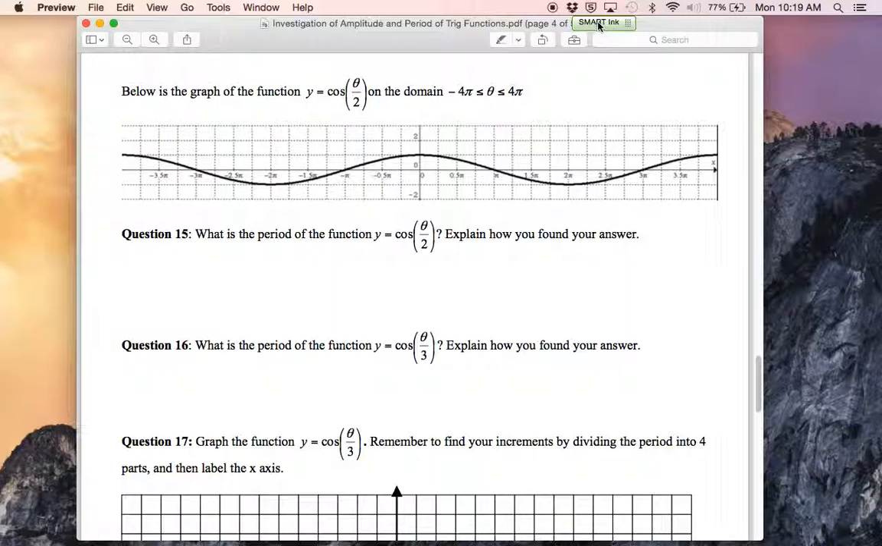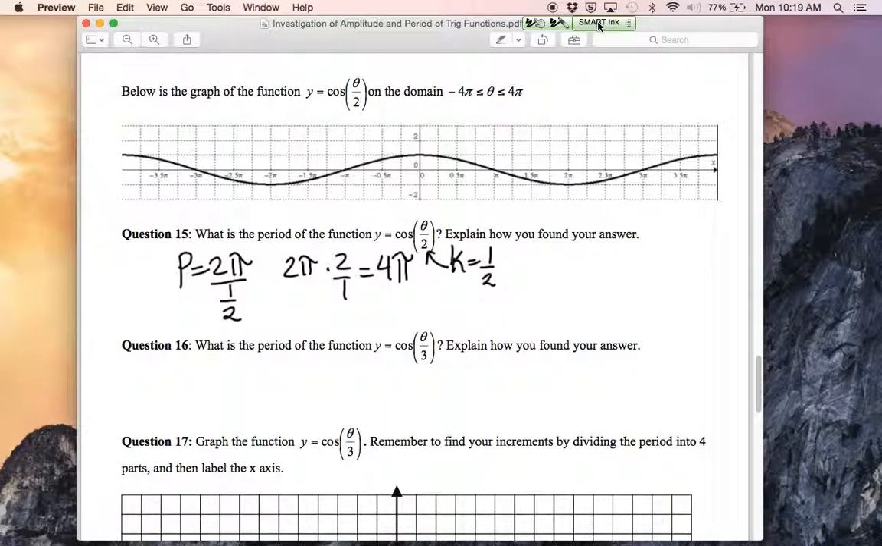Okay, what's the period of this function? Well, here, your k is actually 1/2. So period equals 2 pi over k. Well, 2 pi divided by 1/2 is the same thing as times 2 over 1. So your period's actually 4 pi. And how do I know this? Well, I just use my formula. Period equals 2 pi over k.